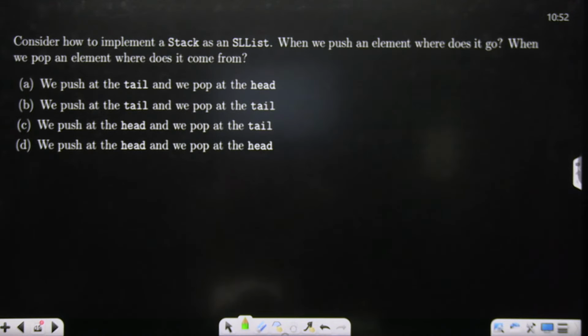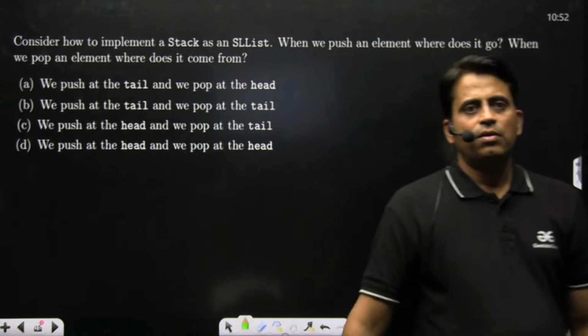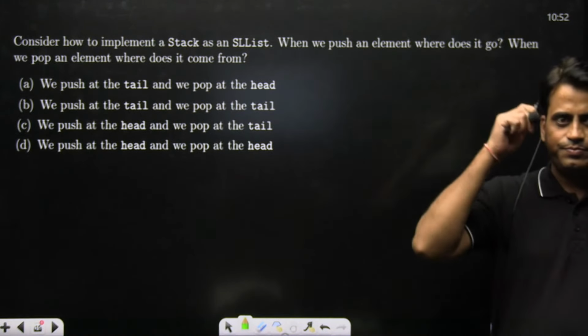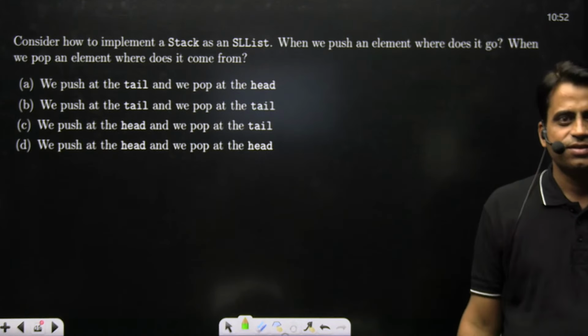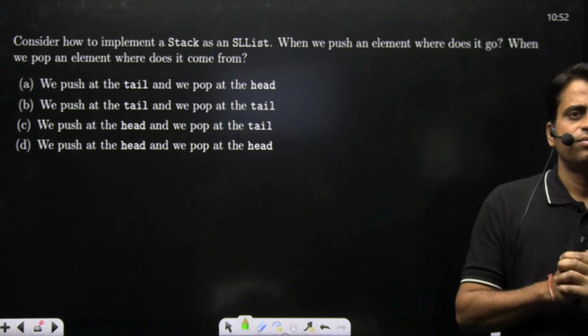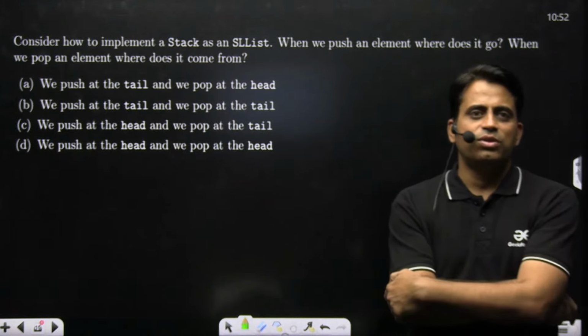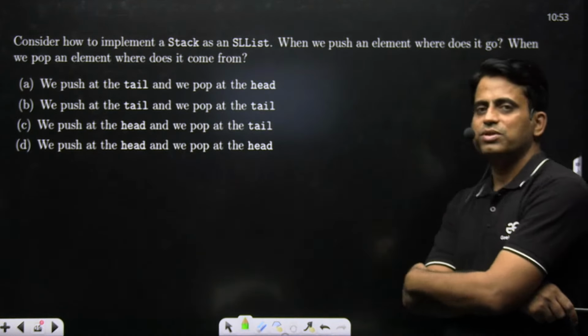So what is the answer for this question, student? Yes, Karthik Sundaram, what is the right answer for this question?